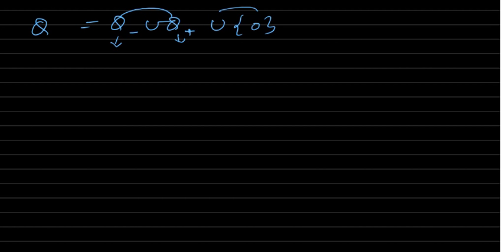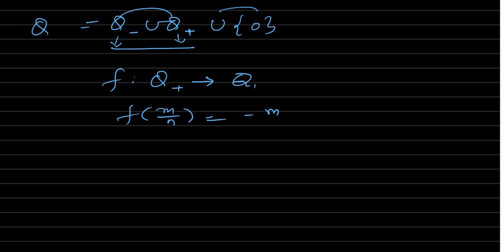Now you may ask how Q minus is countable. For that it is simple. You have Q plus countable. You define a map from Q plus to Q minus by f of m by n is equal to minus m by n. So this is obviously a bijection, this map from Q plus to Q minus. You assign a rational number its negative, the additive inverse. So this is a bijection.